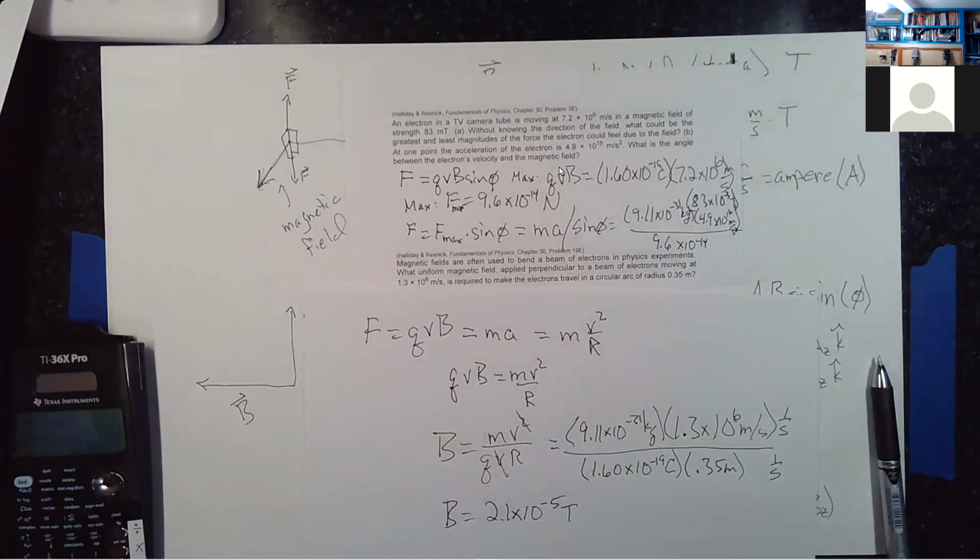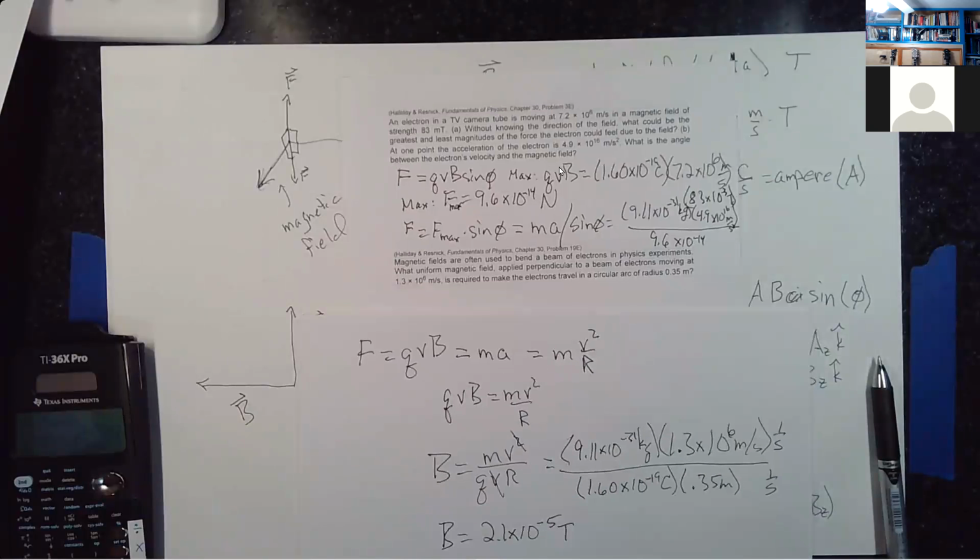So something like that. If you were doing this experiment, the Earth's magnetic field could foul up your measurements, because it might actually be stronger than this and make a tighter arc. So you'd have to worry about that.